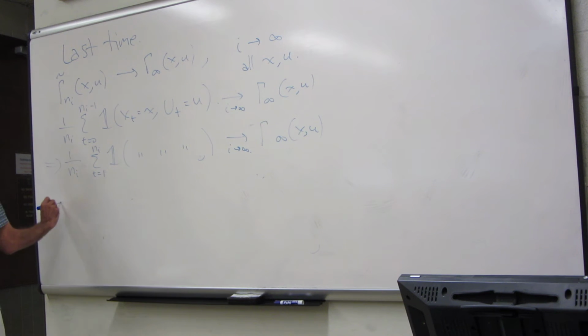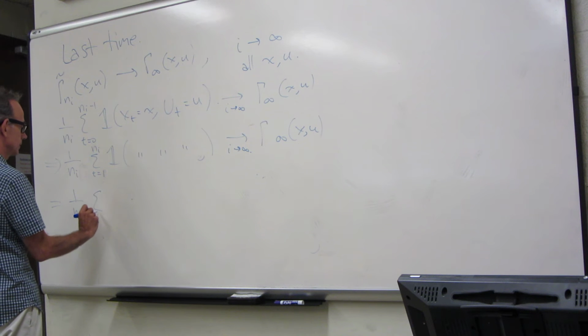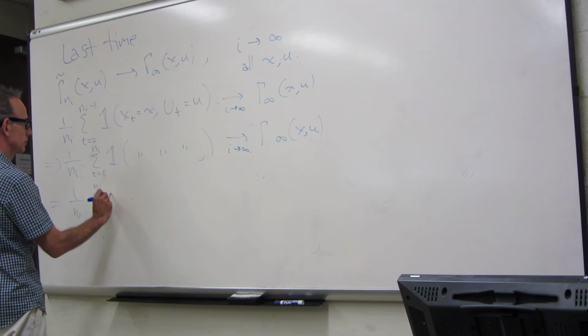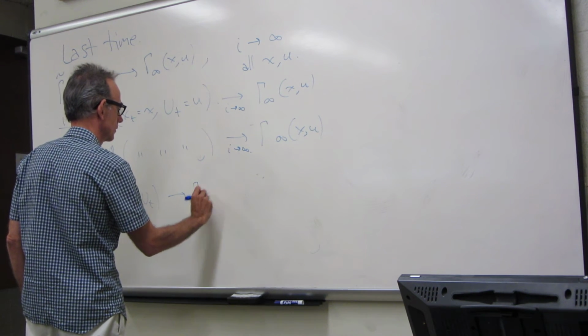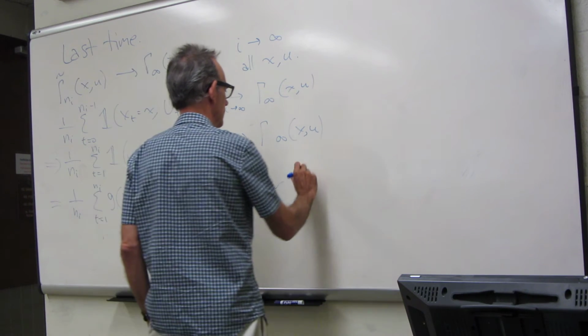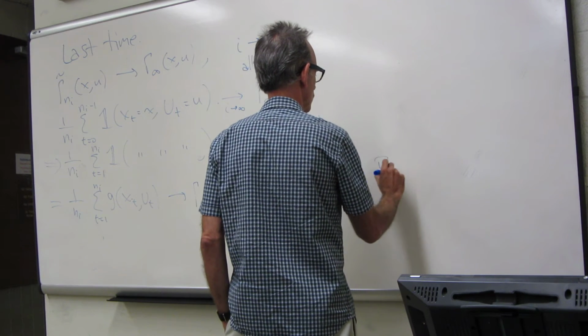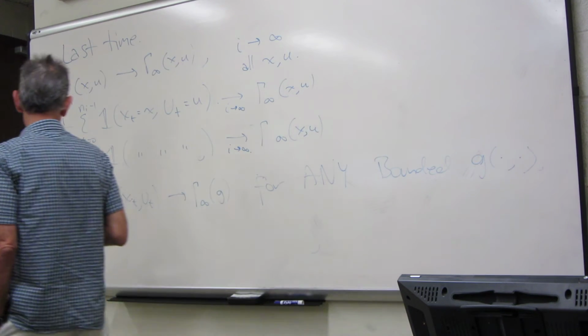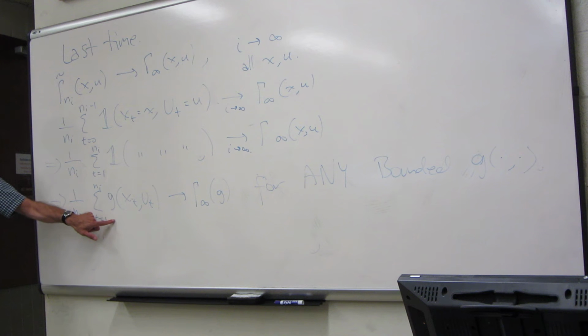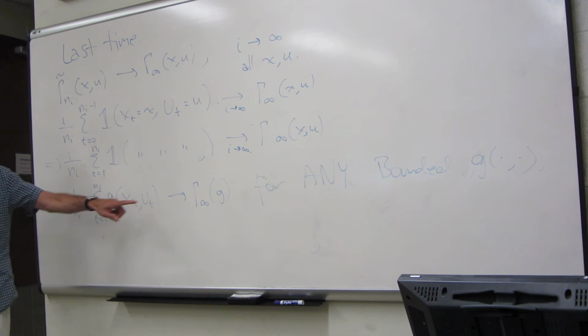It also implies that if I take any function g which is bounded as a function of x and u, that average is going to converge to this average. Going from here to here is a bit of counting, nothing to it. Now, when I say that I want this guy to be invariant, what do I mean?